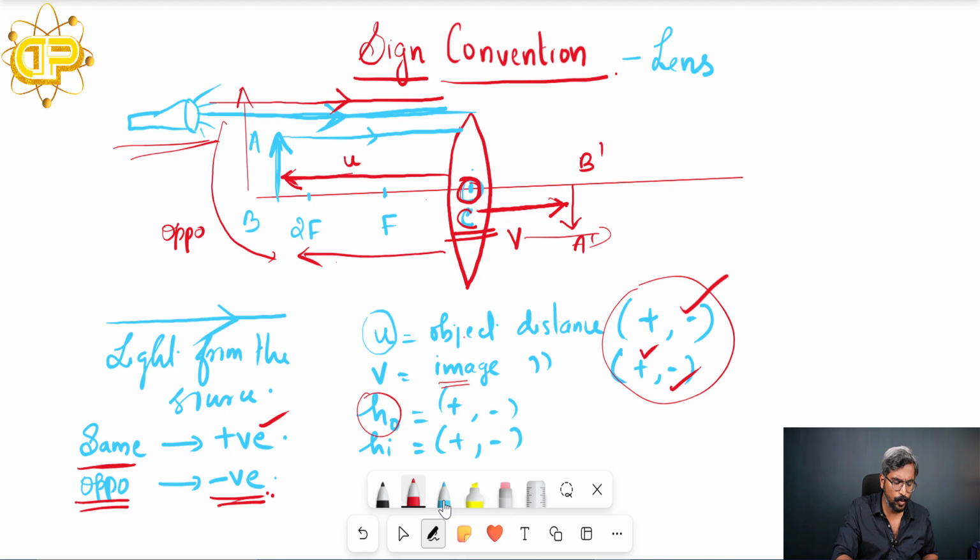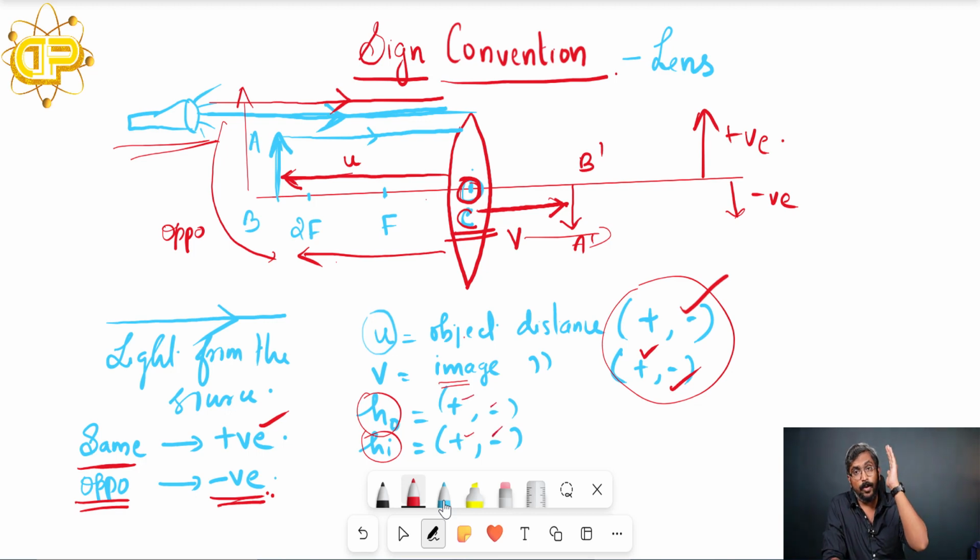What about HO and HI? Height of the object and height of the image. Here in this case, we can see all the values which are coming on the upside of the principal axis will be positive, and all which are coming on the downside will be given negative value. So we have seen positive, negative, right? It is according to whether the object is above the principal axis, then we can say it is erect, so we will give it a positive value.